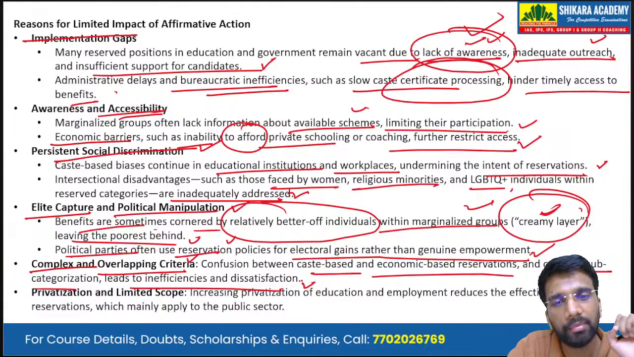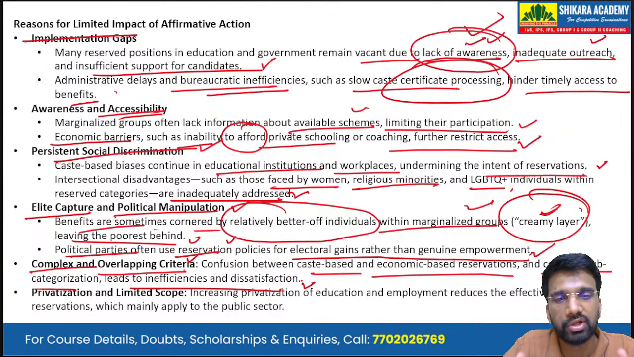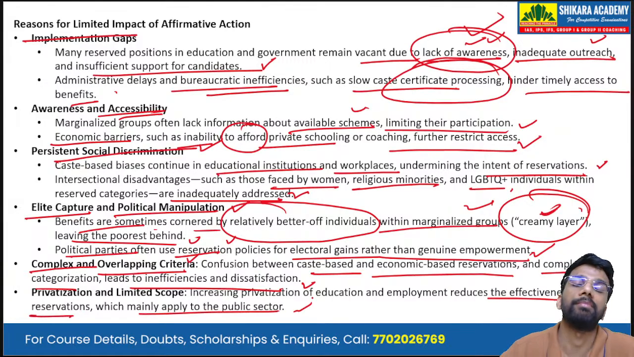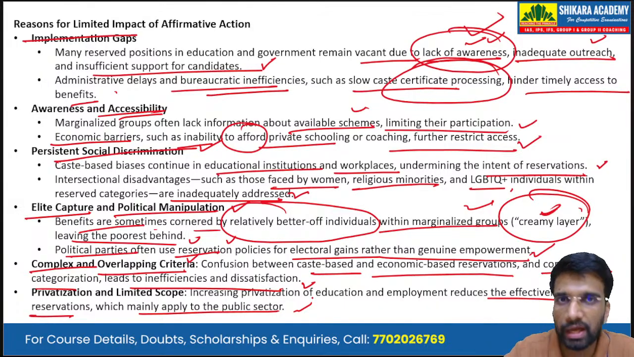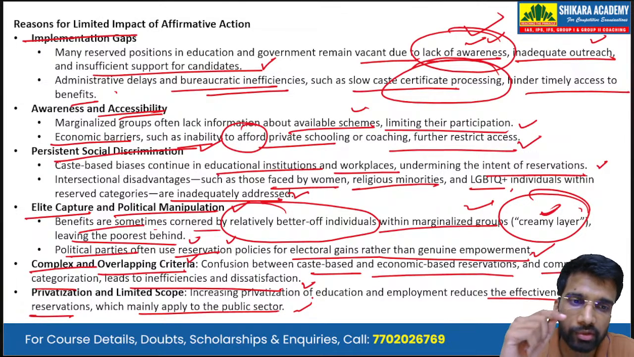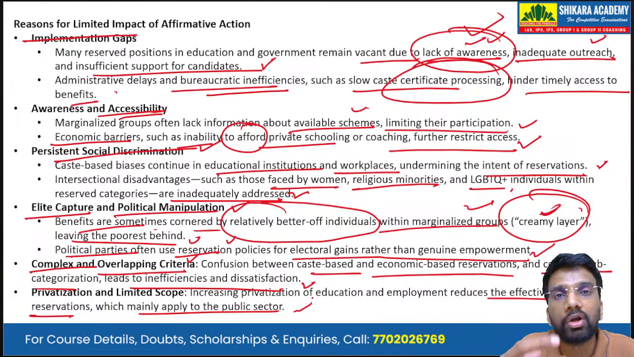Fourth is the privatization and limited scope. So, increasing privatization in education and employment. Over the past few decades, it has been seen that in the education sector as well as in employment, there has been an increased role of private players. And this reduces the effectiveness of the reservations, because affirmative actions or reservations are limited to the public sector only. Increasing privatization negates the effectiveness of reservations because reservations or affirmative action do not apply to the private sector.